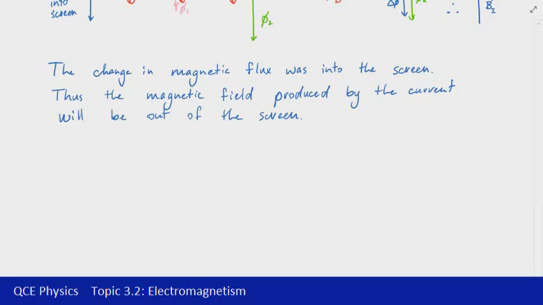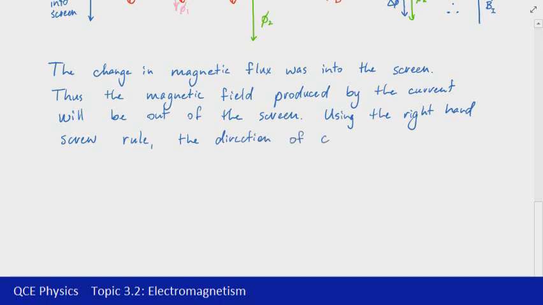Now that we have that direction, we can use the right-hand screw rule to identify the direction of current flow. So with the right-hand screw rule, hopefully you can recall that the fingers represent the direction of the magnetic field and the thumb represents the direction of the current. We can therefore identify that the direction of current flow will be anti-clockwise.